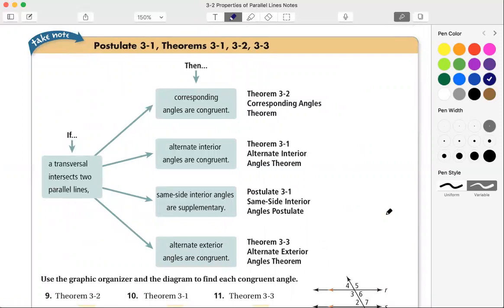We have a couple of postulates here that are all related in this section: postulate 3.1 and theorems 3.1 through 3.3. If I know a transversal intersects 2 parallel lines, then I know a whole lot of things. We might explore this in the lesson on Tuesday live. Corresponding angles are congruent. Alternate interior angles are congruent. Same side interior angles are supplementary, and alternate exterior angles are congruent. It's important to know which angles are which, and whether they are congruent or supplementary.